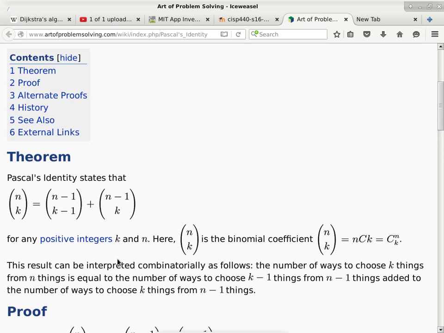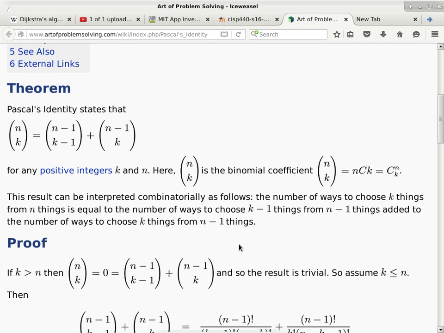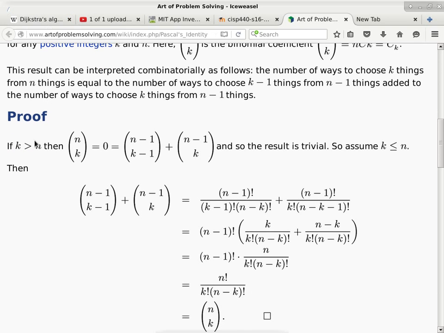So this one is just one way to prove it. If you read the rest of this link here, it is just one way to prove it. So it says right here, if k is greater than n, then n choose k is 0, which is also the same thing as n minus 1 choose k minus 1, because in that case, n minus 1 is also going to be less than k minus 1, so it's a trivial case. So we basically usually just assume k is less than or equal to n, because otherwise it doesn't really make a whole lot of sense.